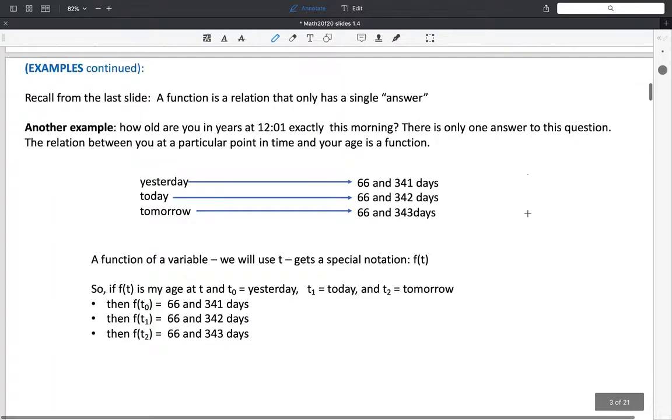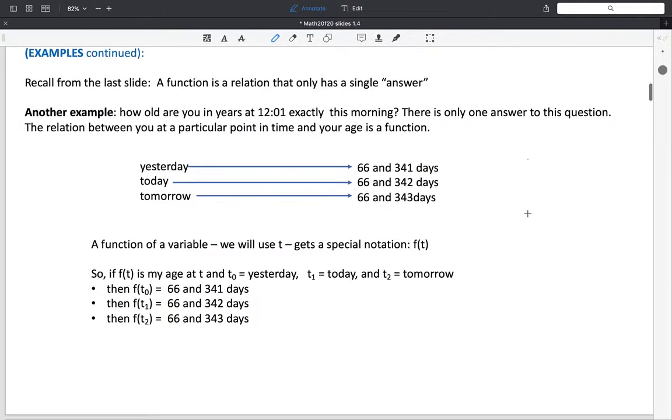Okay. So think about this question. How old are you in years at exactly 12:01 this morning? There's only one answer to this question. The relation between you and a particular point in time and your age is a function. So yesterday, at that time, I was 66 and 341 days. Today, I'm 66 and 342 days, and tomorrow it'll be 343 days.